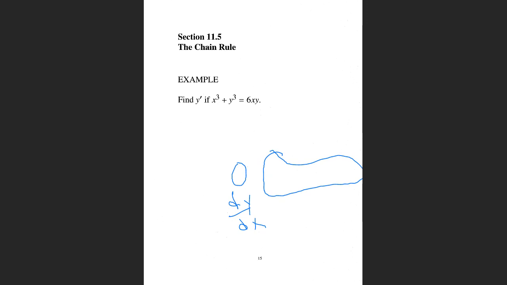Yes, in Calculus 1, you had to use implicit differentiation. But now that we know this chain rule, we don't need to use implicit differentiation. We can find a formula to help us. So let me show you how this works.